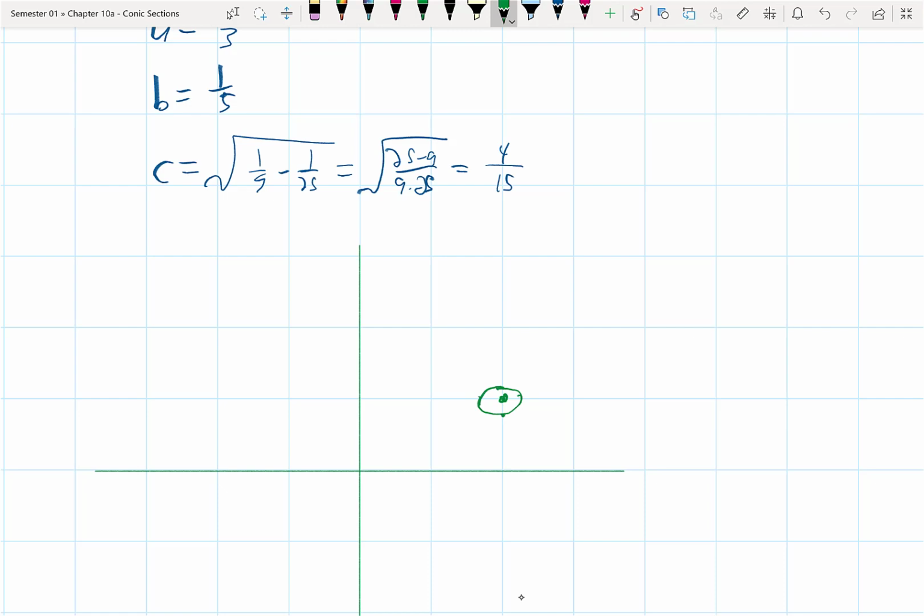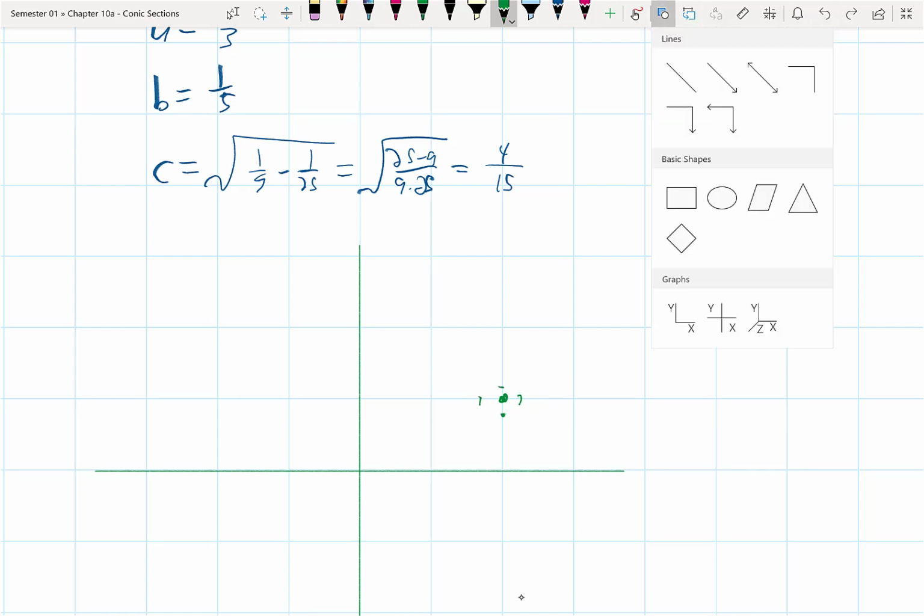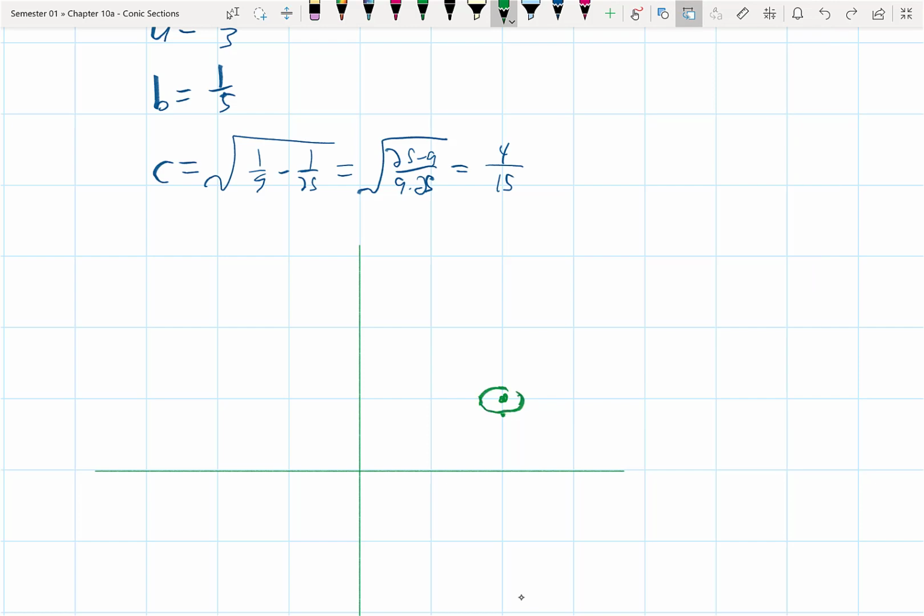That's kind of a poor indication of it. I can try to draw it with a tool here. That's a little bit better, but I'm not even going to try to graph where the foci are. Just put little dots there and say, see, look, the c value was 4/15.